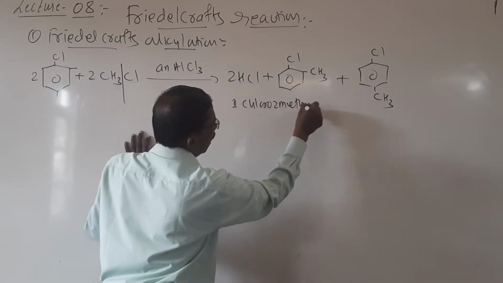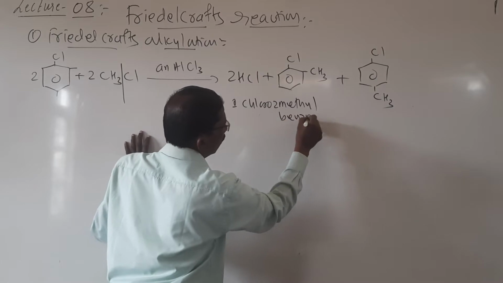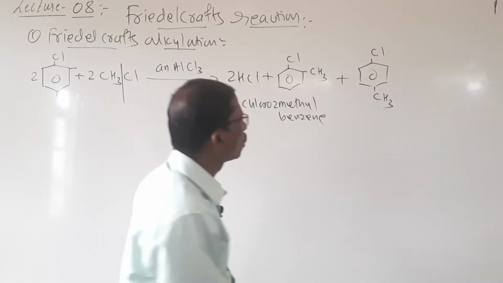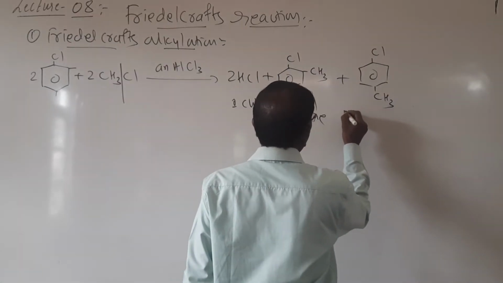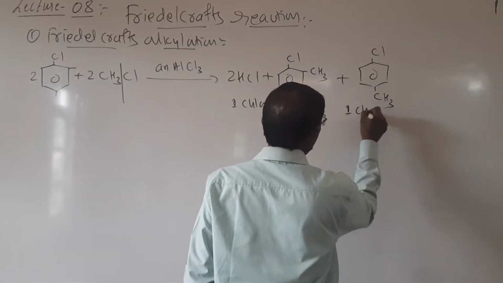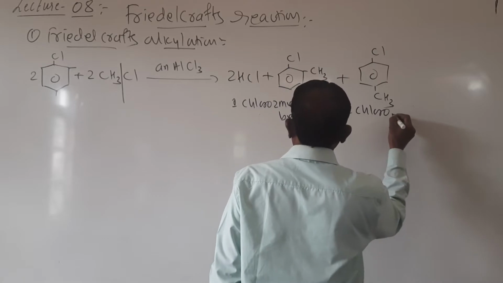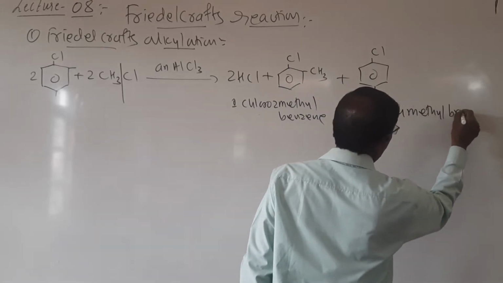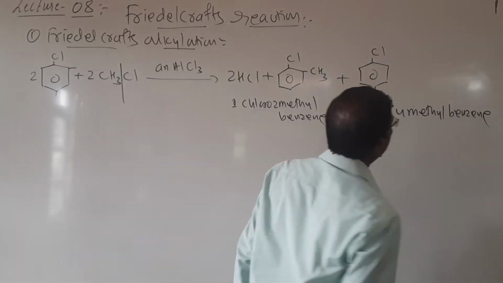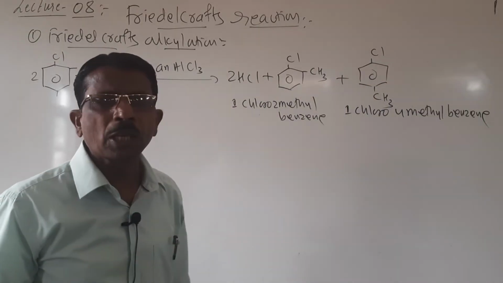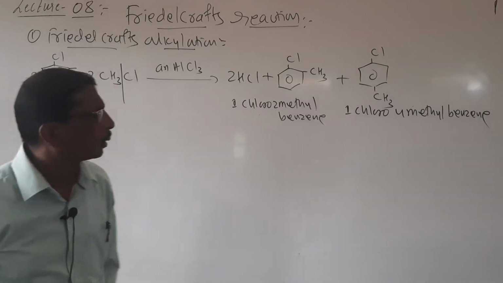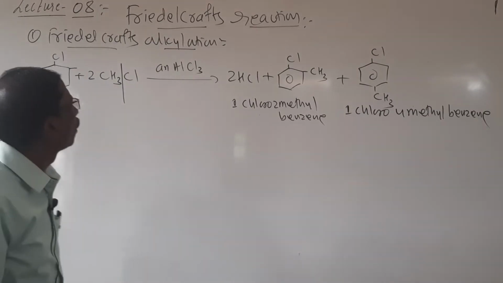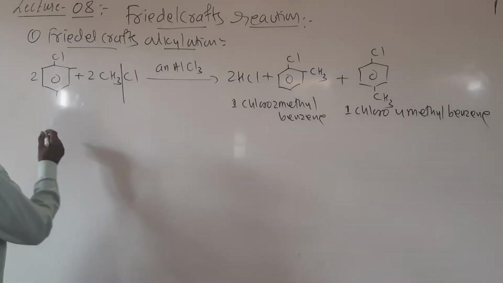Look here, it is called 1-chloro-2-methylbenzene or orthochlorotoluene, and here it is 1-chloro-4-methylbenzene, or it is also called parachlorotoluene. So here it is called Friedel-Crafts alkylation.